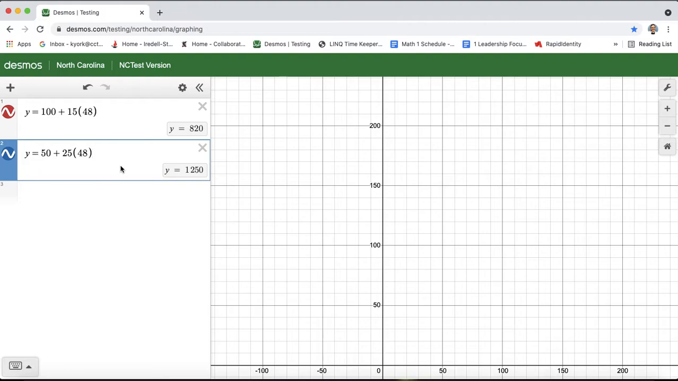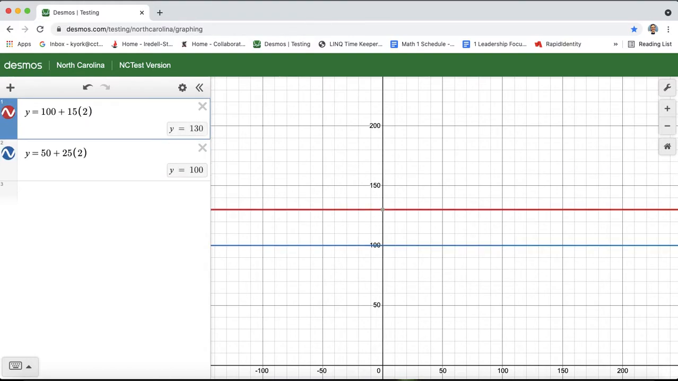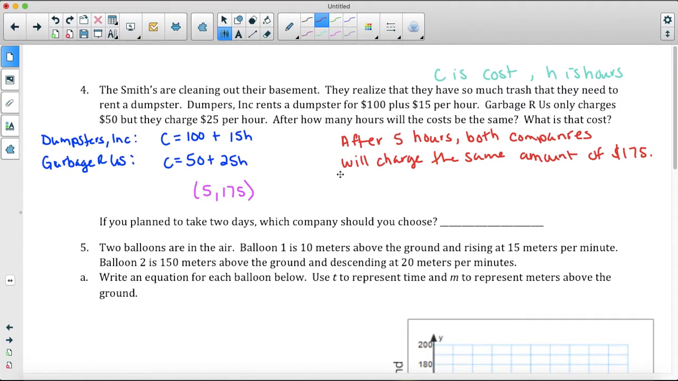If I was going to use it for 2 days, I would want to go with Dumpsters Inc. because it would cost less money. Now, if we were only going to use it for 2 hours, we would want to use Garbage R Us because it's cheaper. But since we're asking for 2 days, we would want to use Dumpsters Inc. because it would charge much less money. If we are going to go for 2 hours, we would want to use Garbage R Us.